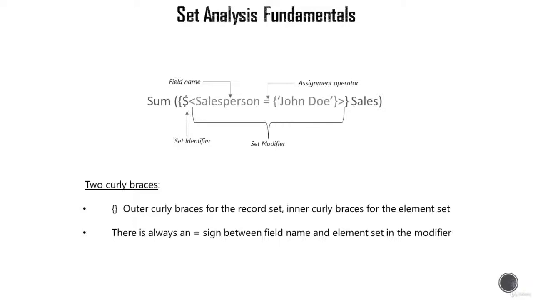So in this example, we're calculating the sum of sales for a salesperson whose name is John Doe. The expression will always calculate sales for John Doe. This is how, as a developer or designer, you can force a chart to render the sum for a specific filter value, in this case John Doe. Let's look at some more examples.